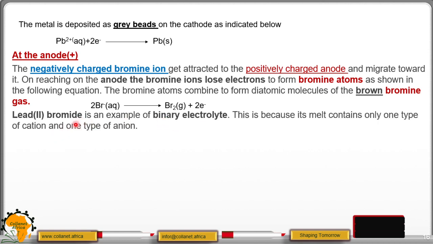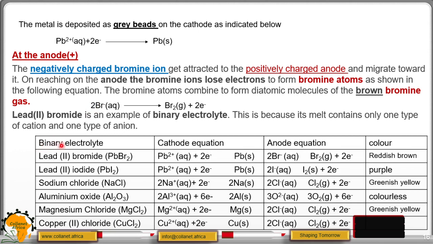Lead(II) bromide is an example of a binary electrolyte. Binary means bi, which means 2. This is because its melt contains 1 type of cation and 1 type of anion. The cations are the ones which move towards the cathode. The cations are positively charged, that is the lead(II) ions, and the anions are the ones that move towards the anode. Therefore these are negatively charged, and these are the bromide ions.